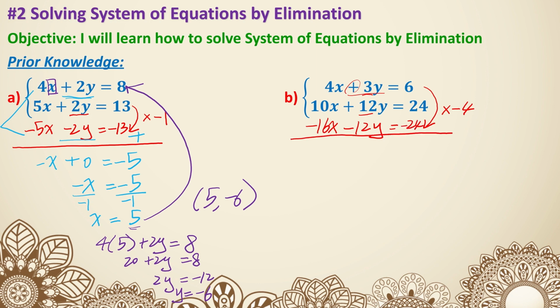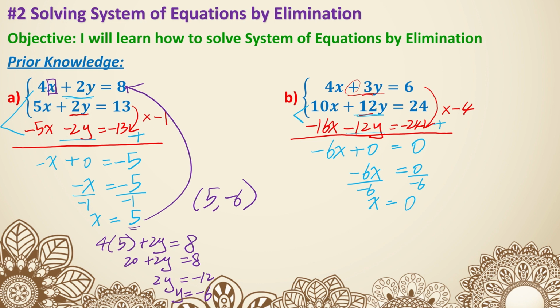There you go. Now, I can actually add my second equation and my third equation, because we have a 12y and a -12y. 10x and -16x is -6x. 12y and -12y is a 0. 24 and a -24 is a 0. So we got -6x equals 0. Divide both sides by a -6. Again, 0 is not no solution. 0 is a solution. 0 divided by -6 is a 0.